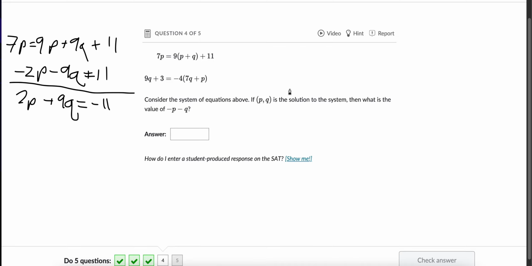Now let's focus on the second one. We have 9q plus 3 equals negative 4 times 7q plus p. We'll have 9q plus 3 equals, now we're going to break up this equation, this becomes negative 28q minus 4p.